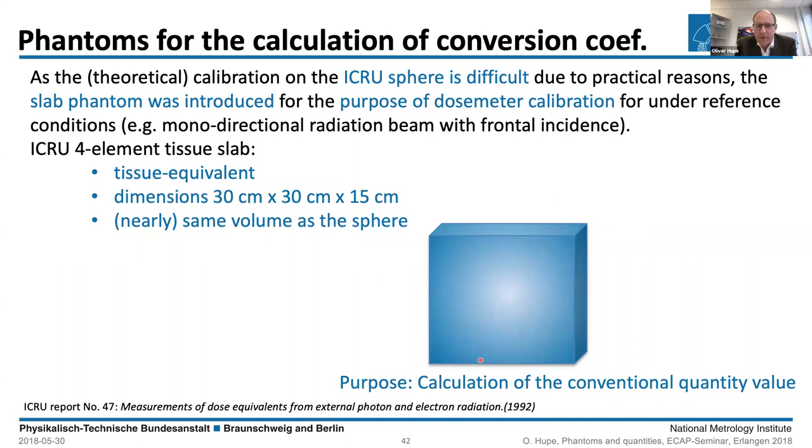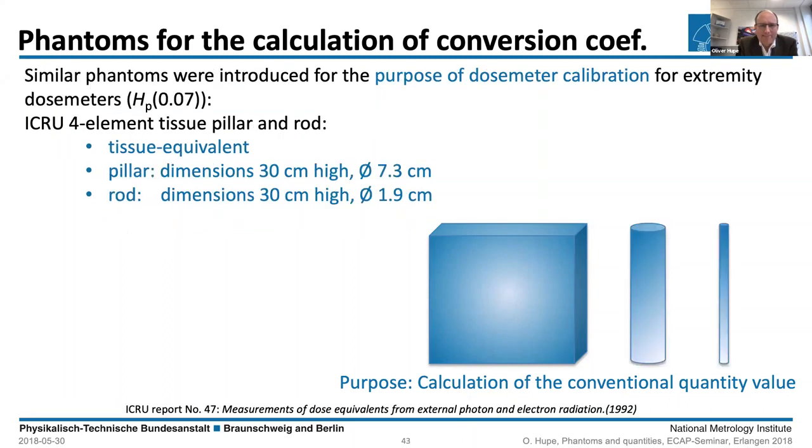So it's only used to calculate the conversion coefficients. So please, never try to buy an ICRU phantom. You will fail because this ICRU material is artificial, only used for Monte Carlo simulations, and cannot be produced. If it cannot be produced, how to solve this? We'll come to this later. So for sure, they defined it for Hp(10), for the pillar, and also the rod phantom for finger dosimeters. And this is for the wrist dosimeters.